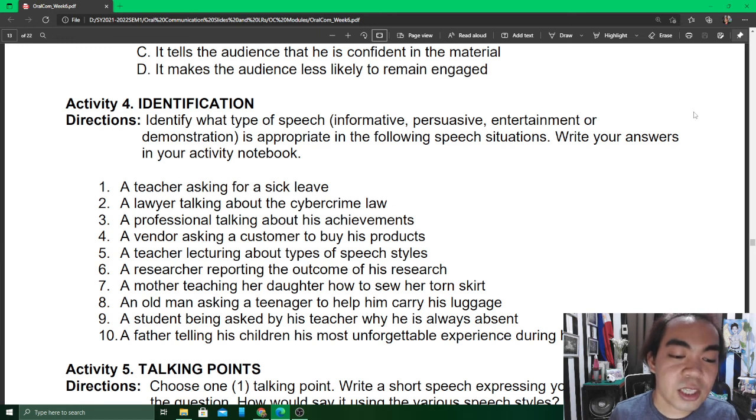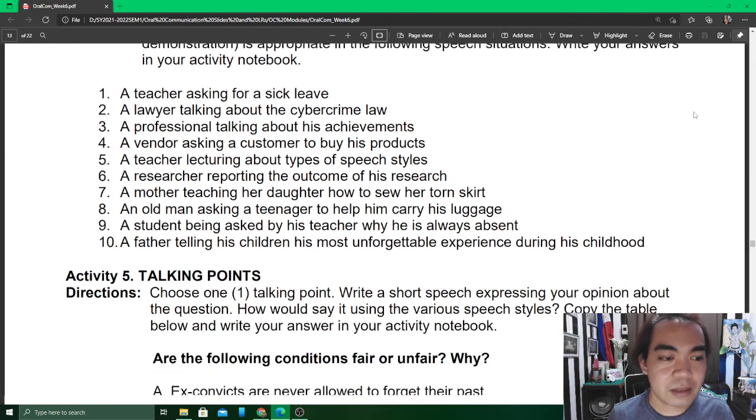Number 5, a teacher lecturing about types of speech styles is informative. A researcher reporting the outcome of his research is another informative speech. A mother teaching her daughter how to sew her torn skirt, kay procedural siya, is demonstration. An old man asking a teenager to help him carry his luggage is persuasive. Kaya may ginapangayo ka. Number 9, a student being asked by his teacher why he is always absent is informative. Kinanglan ni teacher mabalaan kung nga ang permi ka imo absent. Tag number 10, a father telling his children his most unforgettable experience during his childhood could be entertainment.